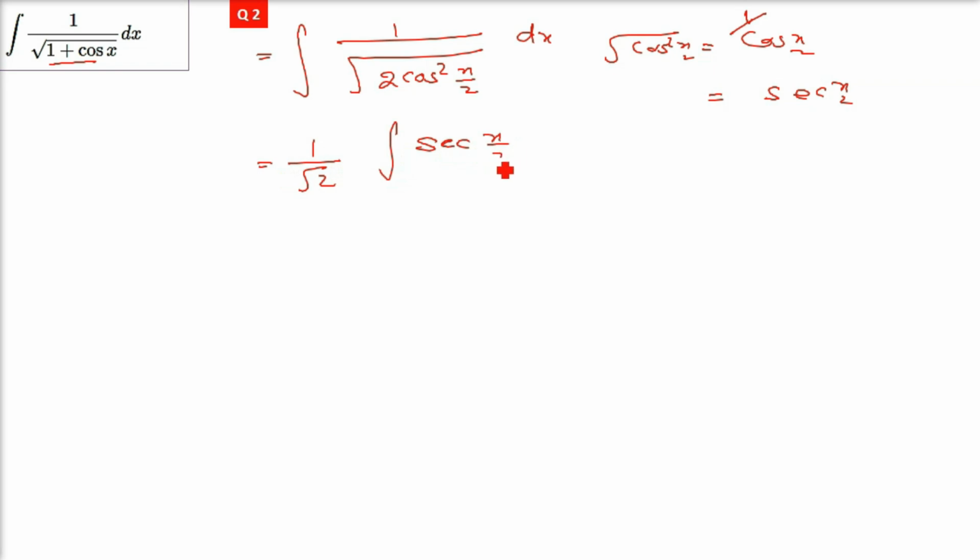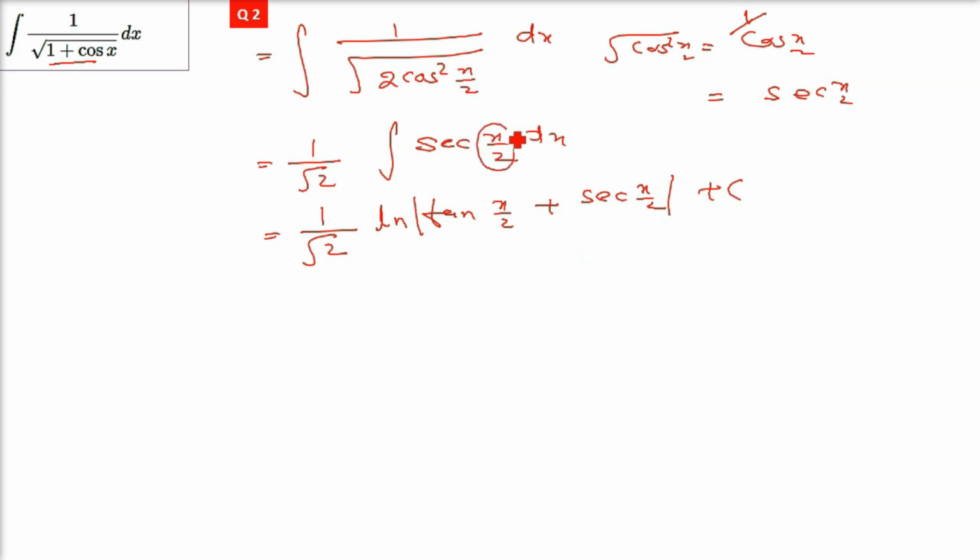Integration of sec x by 2 dx. There is a standard result which we already talked about in our earlier discussions. So we are going to use the direct result of the integral here. So this is 1 by root 2. And please remember one more thing here, I'll just tell you in a while. First, the integral of sec x by 2 is simply tan x by 2 plus sec x by 2 because it's a standard result. We have this inside ln, which is log base e, covered by the modulus, plus constant of integration.